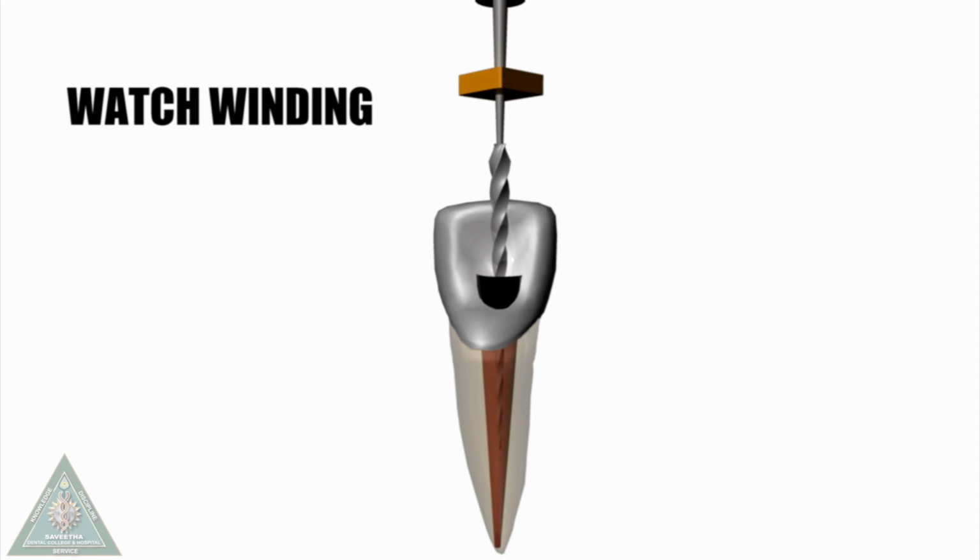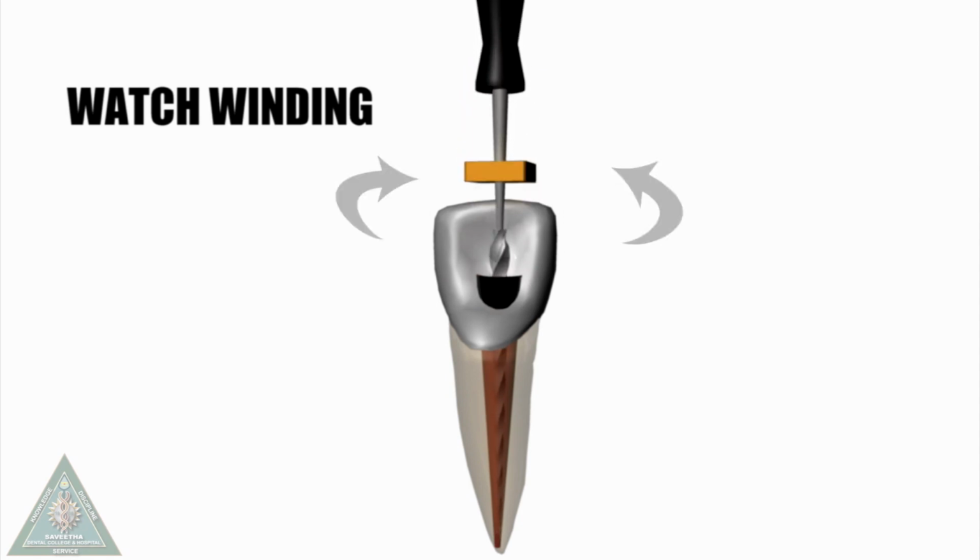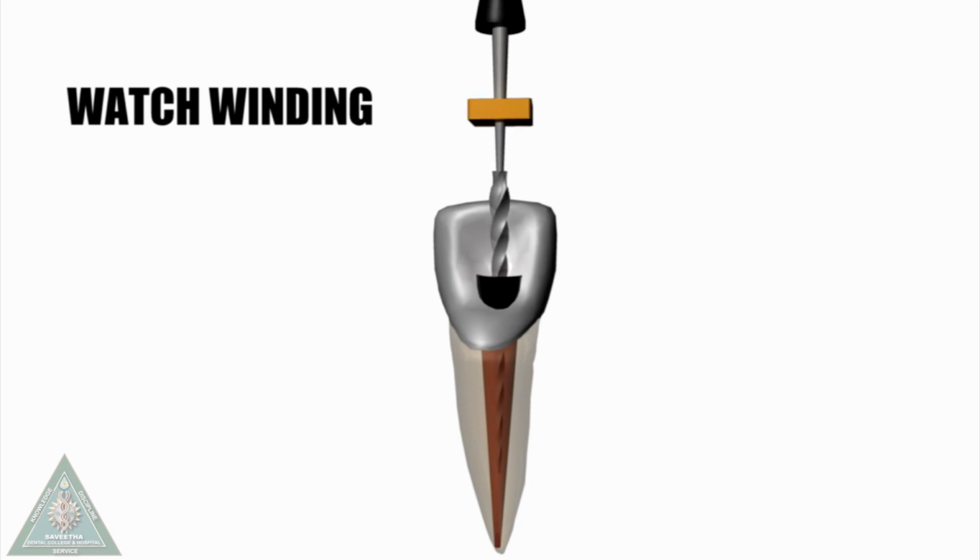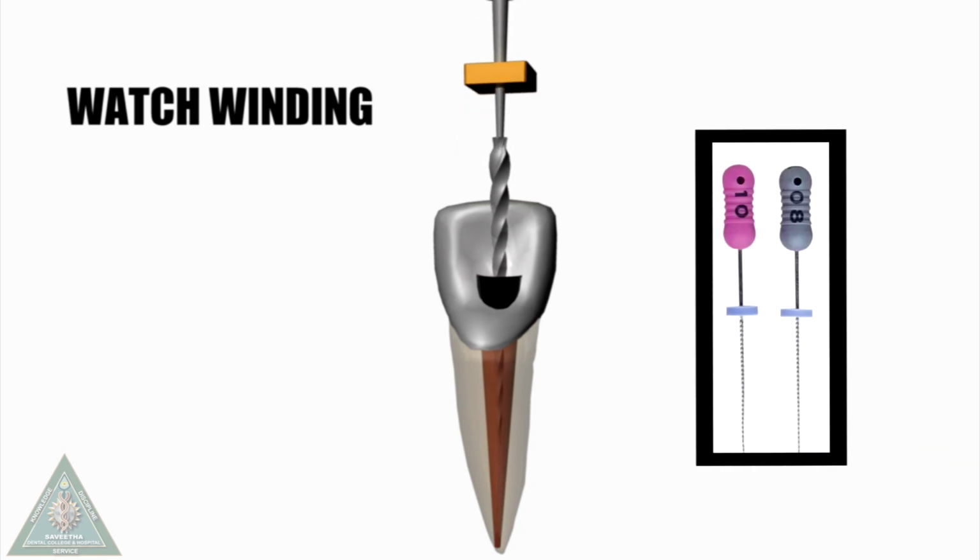The next technique is watch winding. This technique is mainly used to negotiate the entire length of the root canals to create a glide path. It is done by quarter turn clockwise and quarter turn counterclockwise rotations while the file is pushed apically. Smaller files such as 8 and 10 size K files are used for this technique.